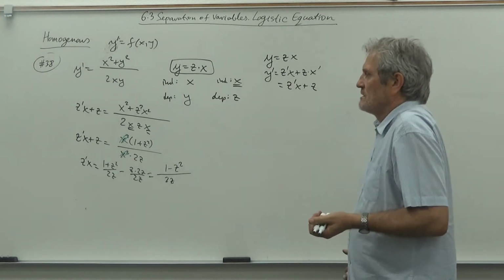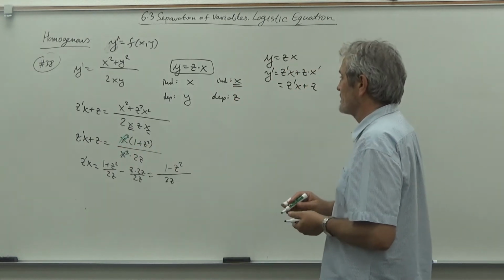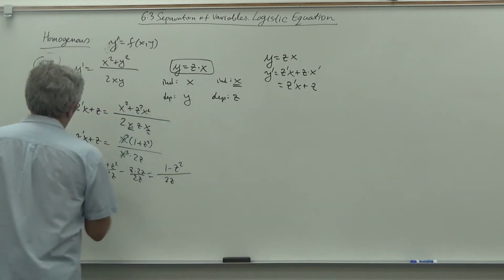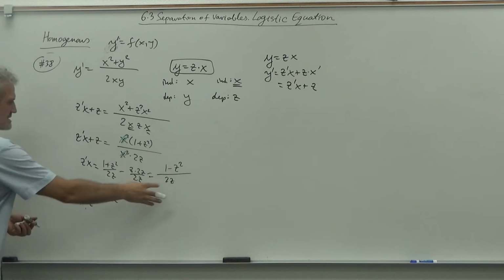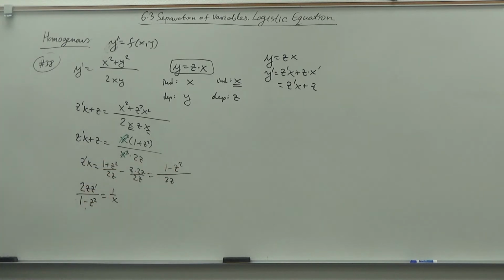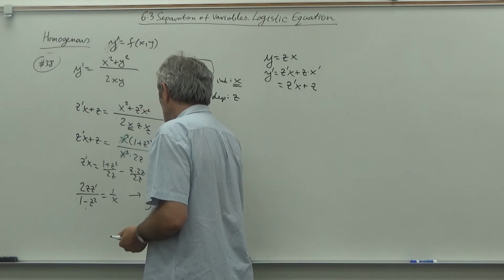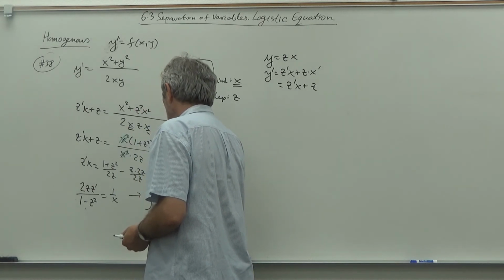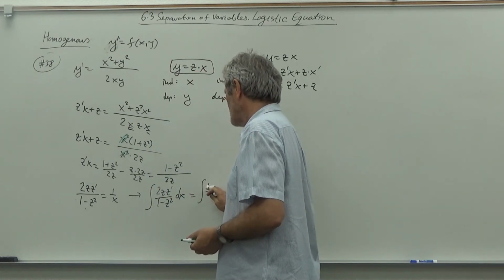And what then? Now it separates variables. The z's can go left, x will go right. Everything works perfectly well. So what do we get here? 2z z prime over 1 minus z squared equals 1 over x. Now we integrate both sides, which will give us the integral of 2z z prime over 1 minus z squared dx equals the integral of 1 over x.